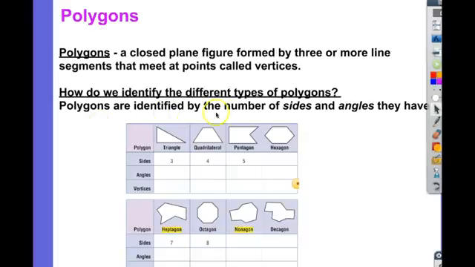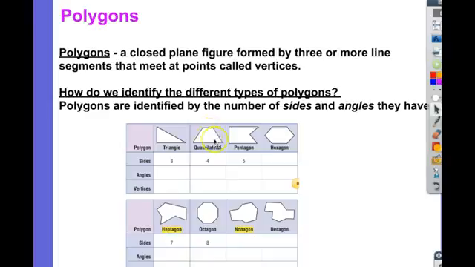The polygons are identified by the number of sides and angles that they have. So, for example, a triangle has 1, 2, 3 different sides, and how many angles it has is determined by the inside measure right here. So I have one angle right here, one angle right here, and then another angle right here. So it has 3 different angles. And it's going to have the same number of vertices as it has angles. Because that's where the two lines meet, it forms an angle, and it also forms a vertex. So right here I have a vertex, vertex, and vertex, and I also have an angle, angle, angle. So there's 3 angles, 3 vertices, and also 3 sides.